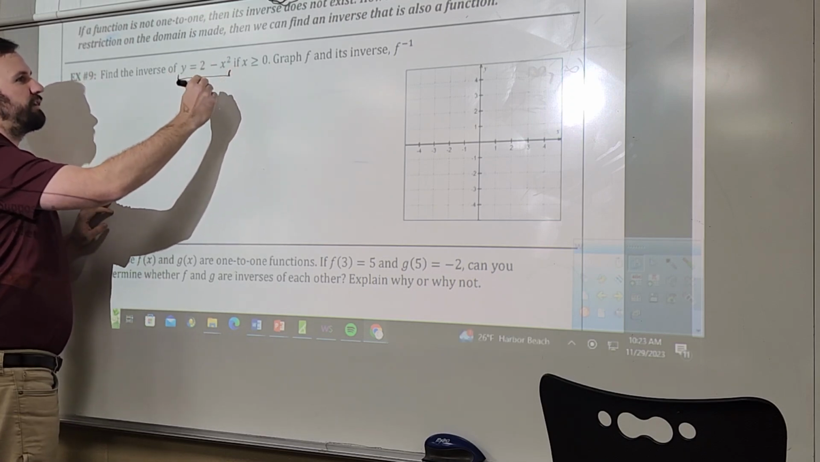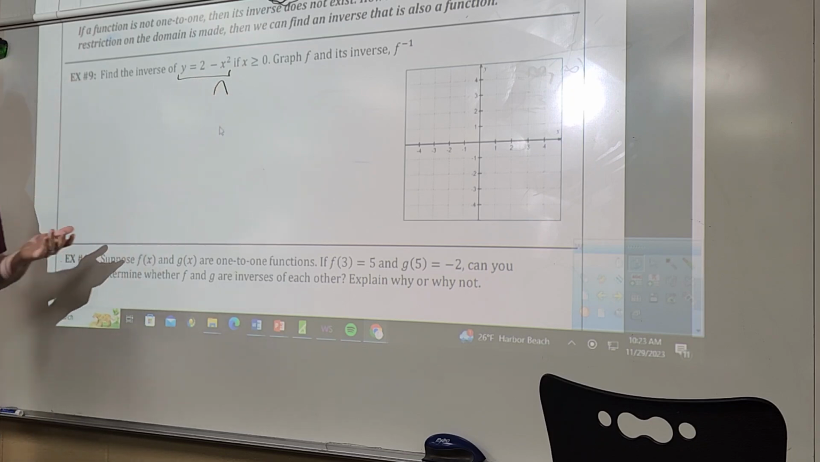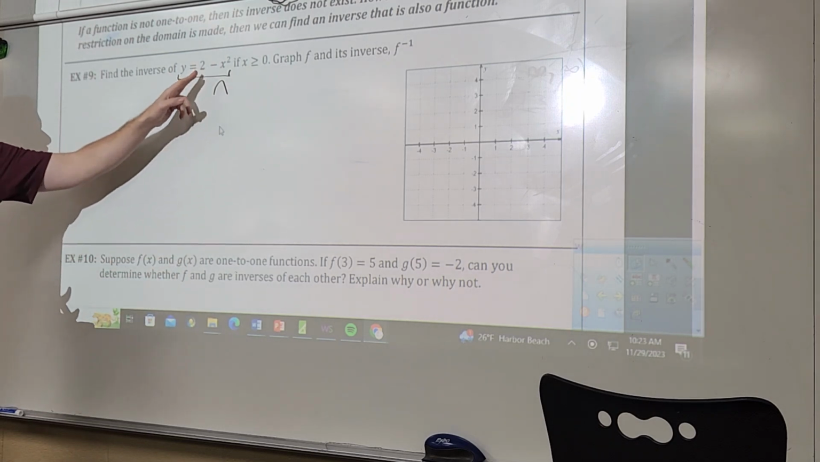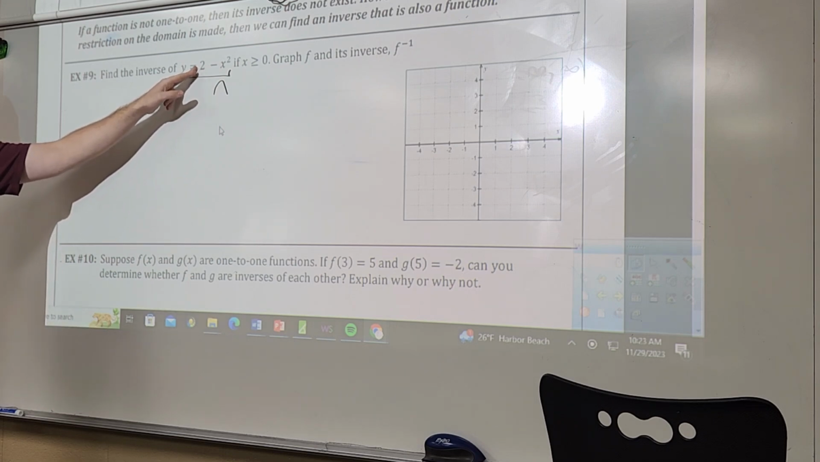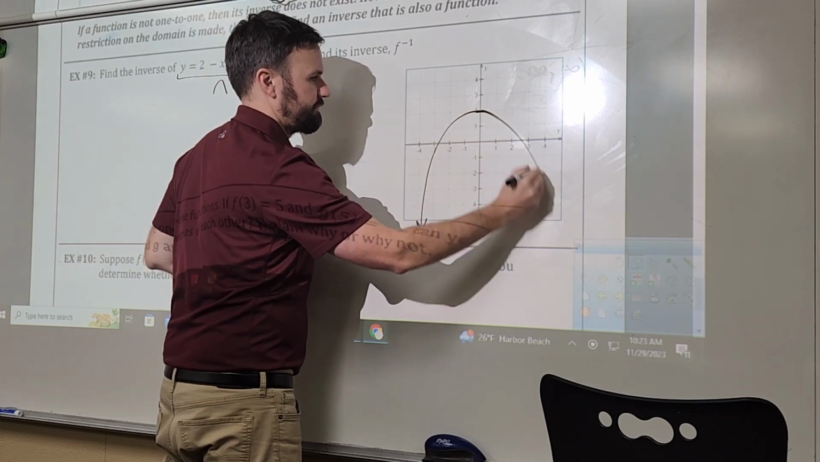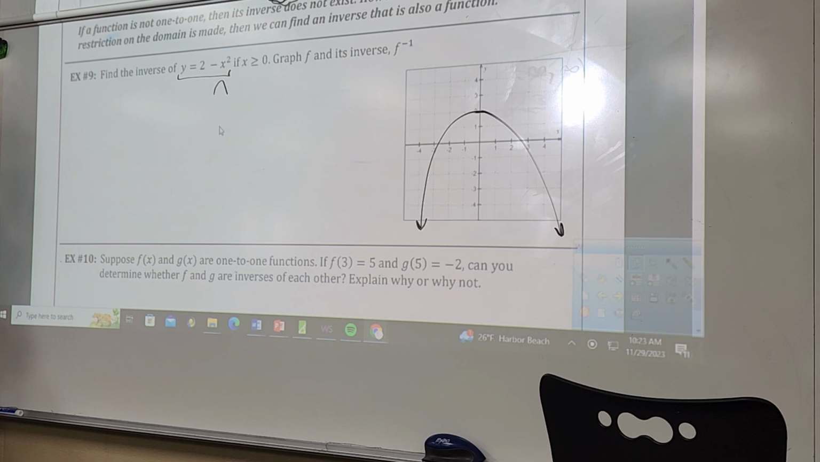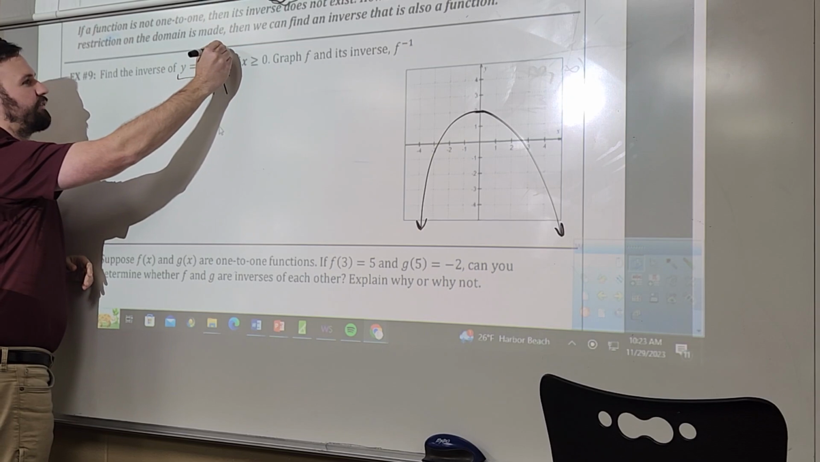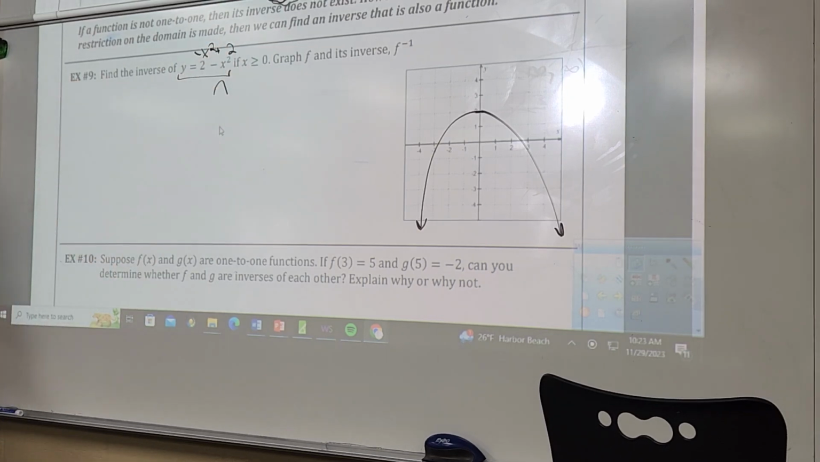What's negative x squared look like? Upside down parabola, right? Because the negative flips it. What's this positive 2 do to it? Up 2. If it helps you to rewrite the order of this, you could write it as negative x squared plus 2. Because it throws people off not to see the sign in front. But we should be getting to the point where you can graph x squared and negative x squared without a calculator, okay?